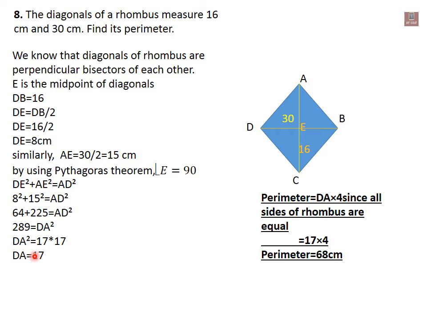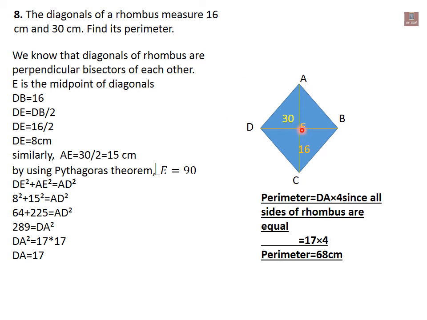Similarly, the next question. The diagonals of a rhombus are measured 16 centimeter and 30 centimeters. Diagonal's length is given. One is 16, the other one is 30. Find its perimeter.